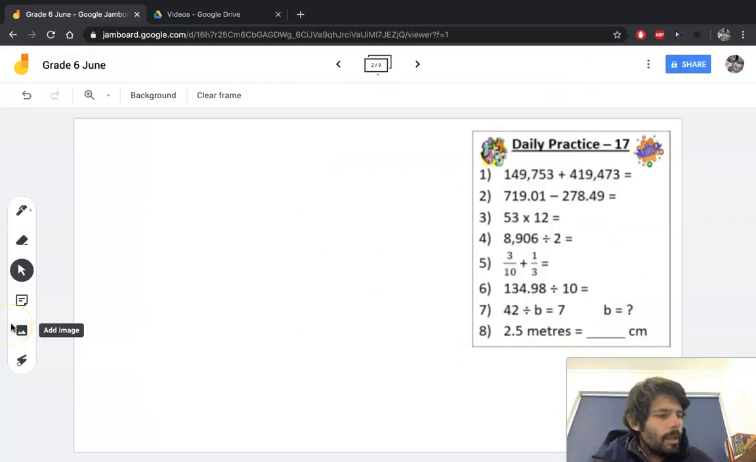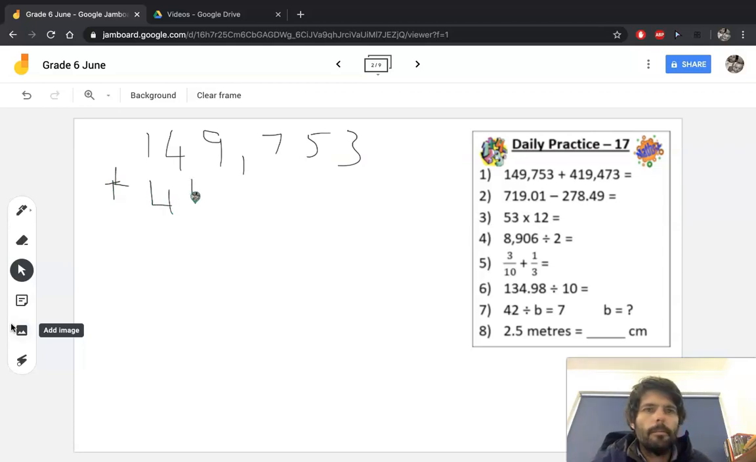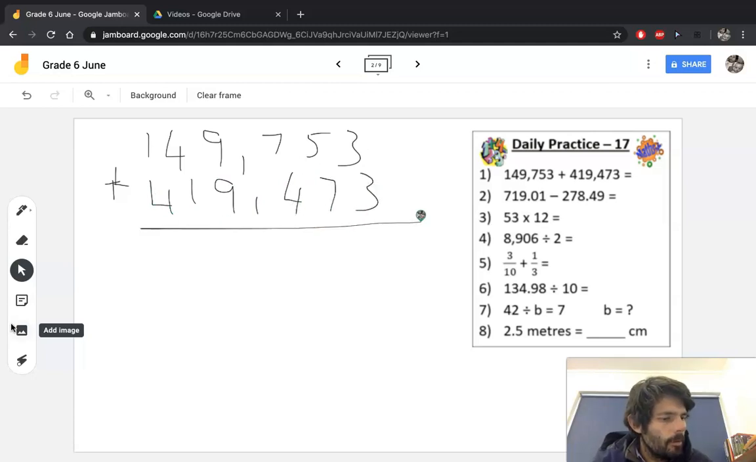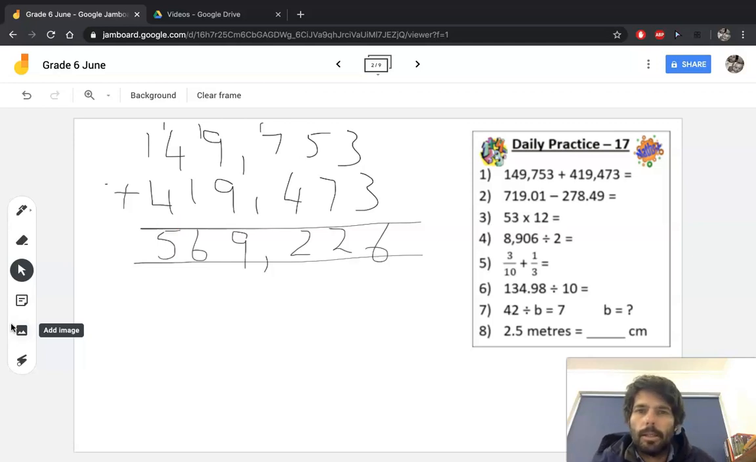Okay, question number 1 is the addition of decimals. So we've got 149,753, and to that we are adding 419,473. Sorry, my addition sign is not very neat there. There we go. Okay, and then we just add normally. Remember to carry where necessary. Decimals line up. And your final answer will be 569,226.